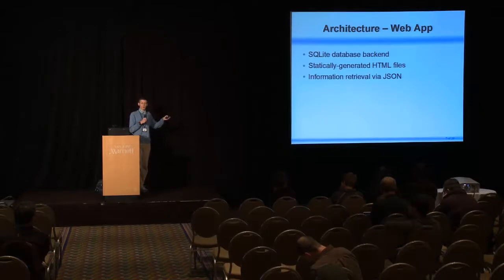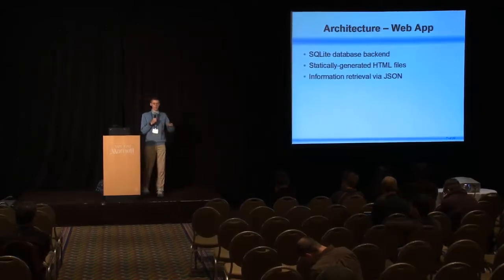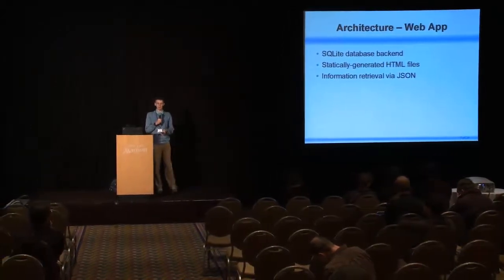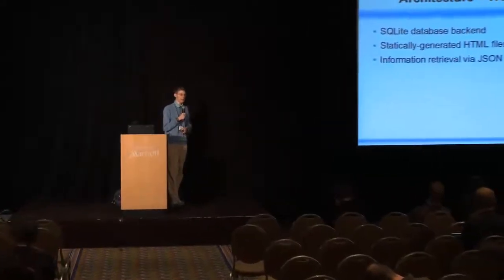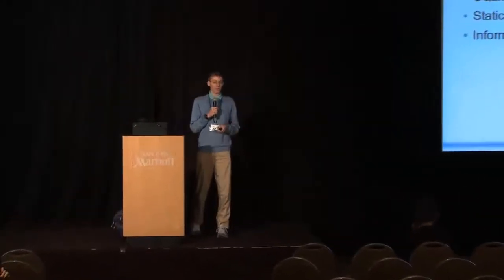Finally, when we have that, we now have a nice, easily usable web app. The web app is using an SQLite database for the backend because anyone who knows databases pretty much knows SQL, so it's the de facto standard. Like LXR or other sorts of tools, we have statically generated HTML files rather than trying to do the code to HTML conversion on the fly. And finally, when we retrieve all of the information, we use JSON for all of these queries.